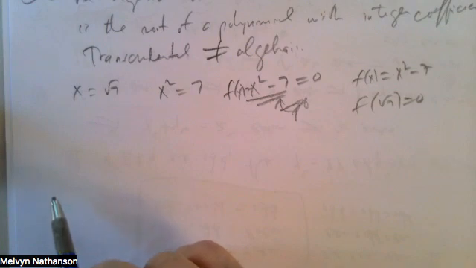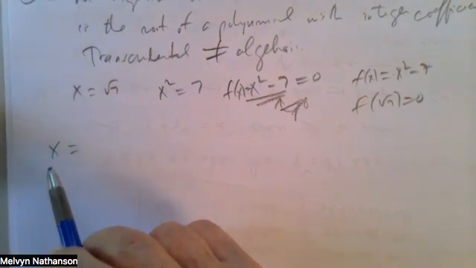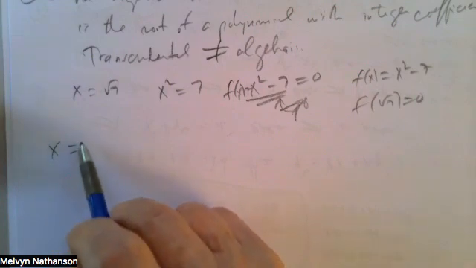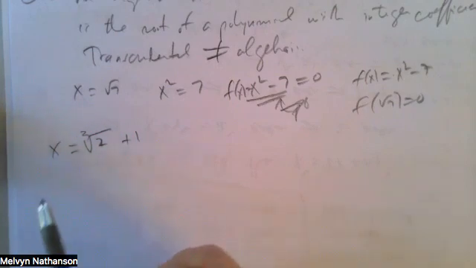What about x equal to the cube root of 2 plus 1? Wouldn't that be a polynomial of parentheses x minus 1 cubed plus 2?